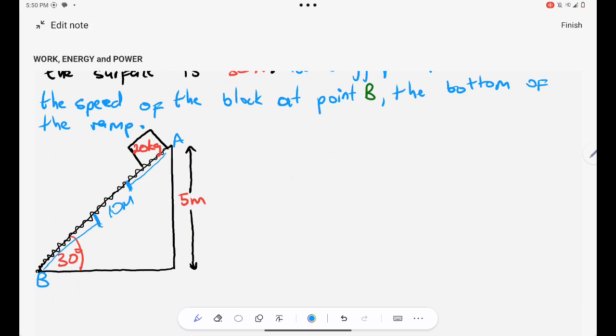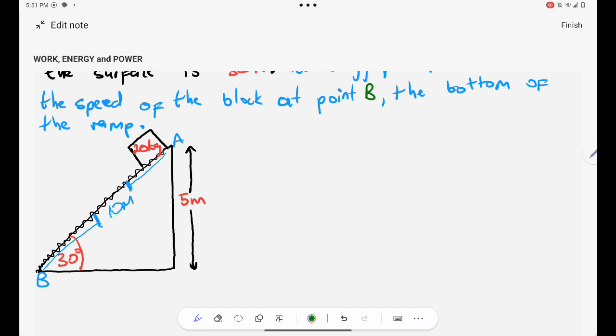We want to find the speed of the block at position B. I can simply use the work done by non-conservative forces as well. Are you together? Work done by non-conservative forces or the work energy theorem. It doesn't matter. I'll still get the same answer. On your own, guys, please use work done by non-conservative forces. I know it's quite easy to use work done by non-conservative forces. I will use the work energy theorem.